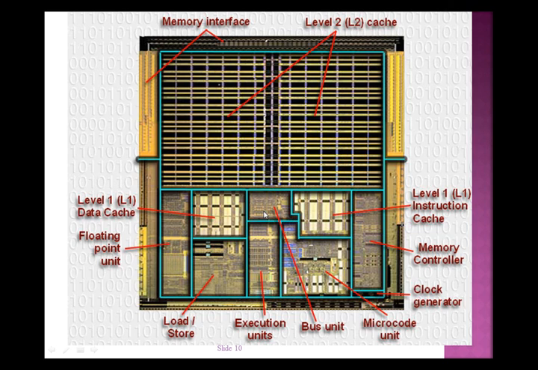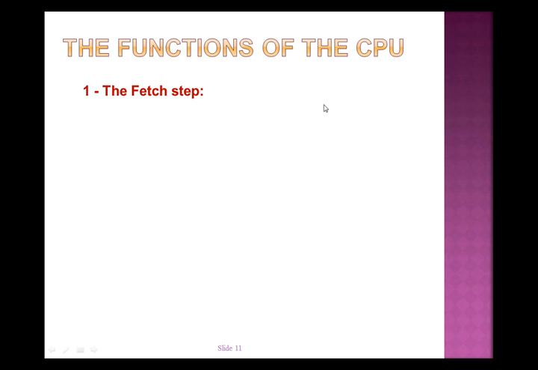This is the diagram. Next diagram is memory references, L2 cache, L1 cache, floating point unit, that is FPU. There is an ALU also. This is microcode unit, bus unit, execution unit, level 1 instruction cache, memory controller, control generator. This is the diagram for the CPU. We have seen the CPU. There is a CPU, but there are different parts, different components of the CPU. This diagram shows various components of the CPU.